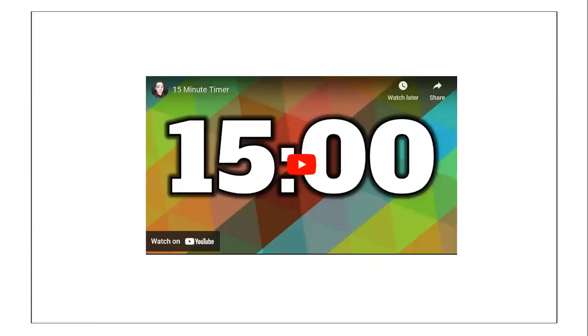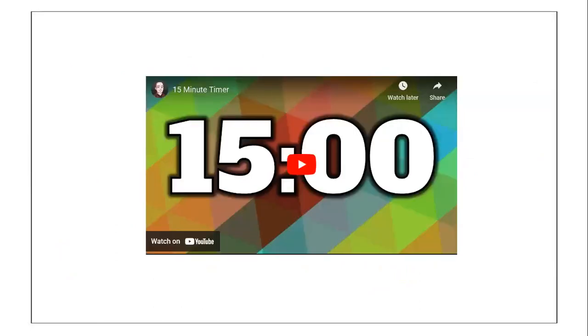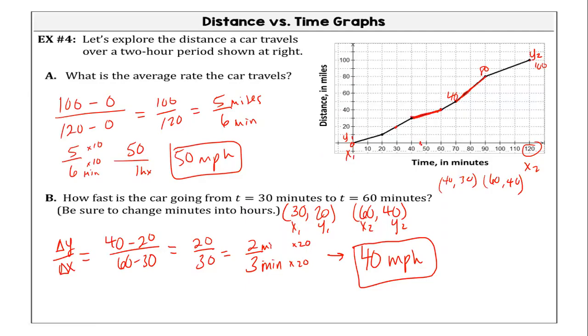Okay. The problem asks, what is the speed of the car at 45 minutes? So when I look at where 45 minutes lies, the interval that it lies on is from 40 to 60. That's where I'm consistently driving the same speed. So whatever the speed is from 40 to 60 is the speed that I'm going at 45 minutes. Okay? Make sense?